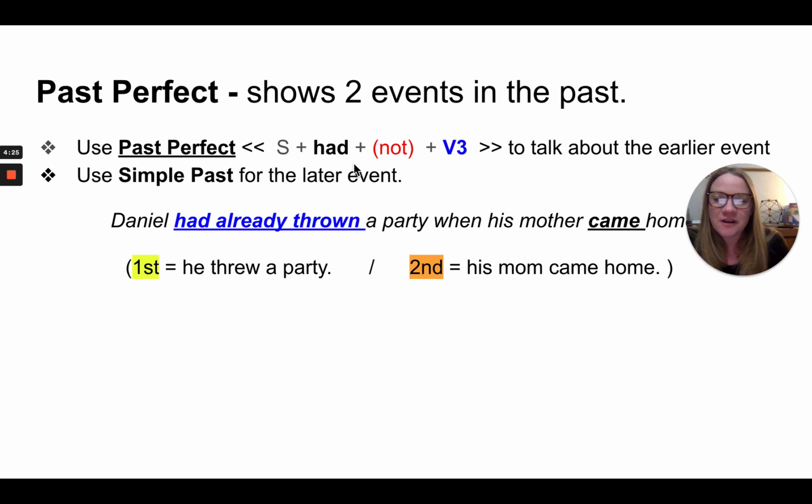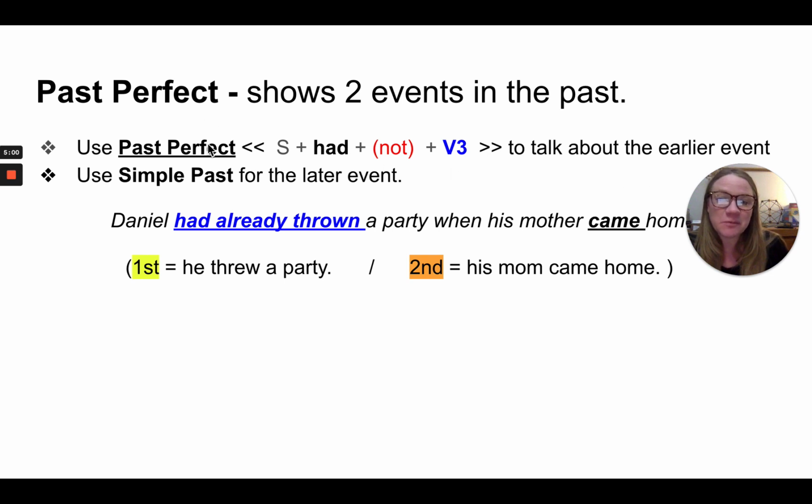Here's the formula for past perfect. So we have subject, we have had, as we saw in all of those sentences use had. If it's negative, we're going to add not. And then we're going to use verb 3 or past participle, right? Verb 3 is a word like thrown, right? Or picked up, right? Or played, or gone, or seen, right? The third form of the verb. So we use past perfect to talk about the earlier event.